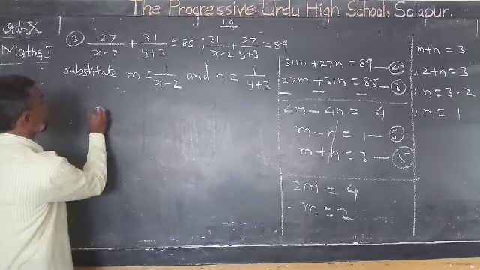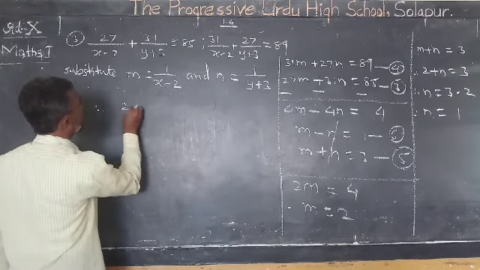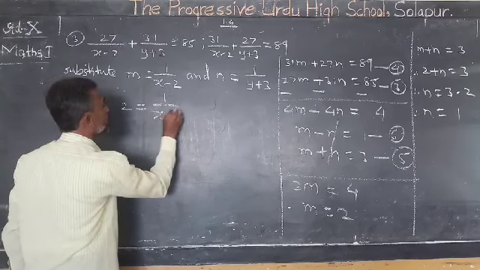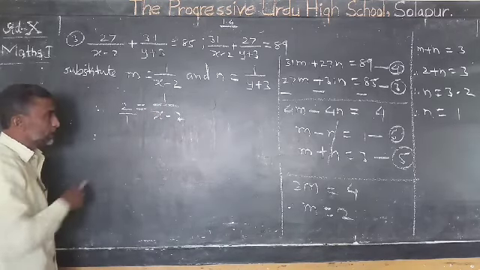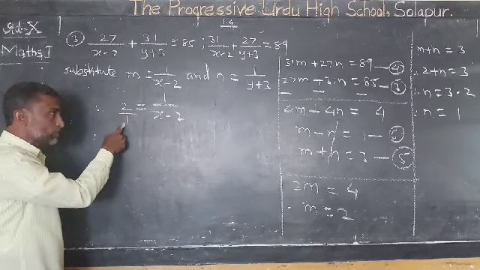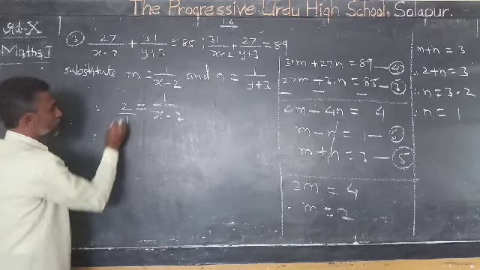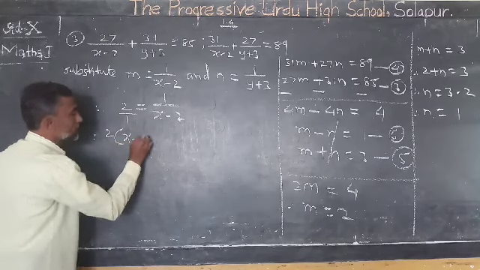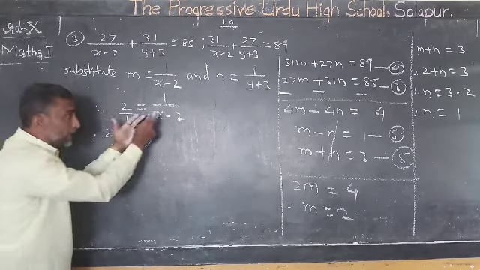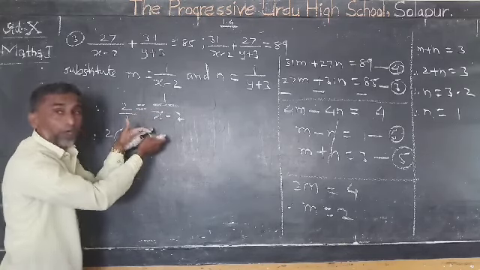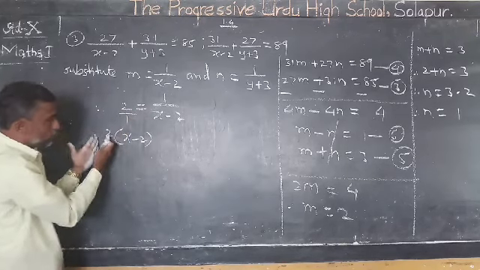I am going to resubstitute. Value of m is 2. 2 is equal to 1 upon x minus 2. Therefore, if it is not written, it is considered as 1. So, do the cross multiplication. 2 into x minus 2, write it in a bracket, because we have to multiply each term by 2, since this is a binomial. So, write it in a bracket.